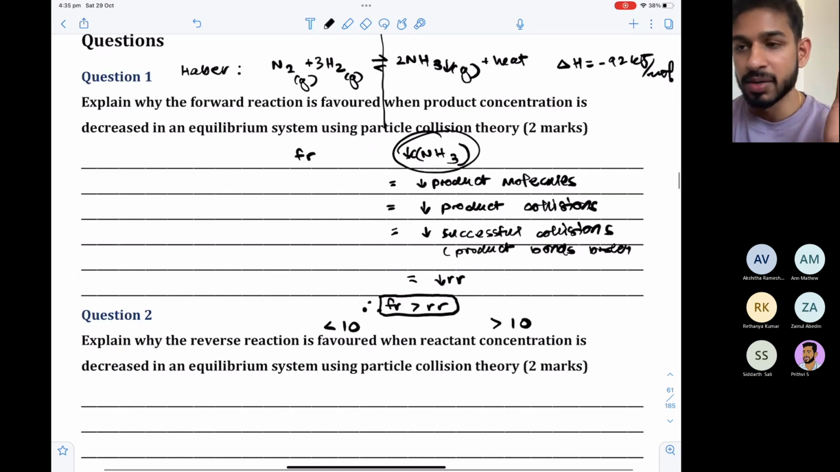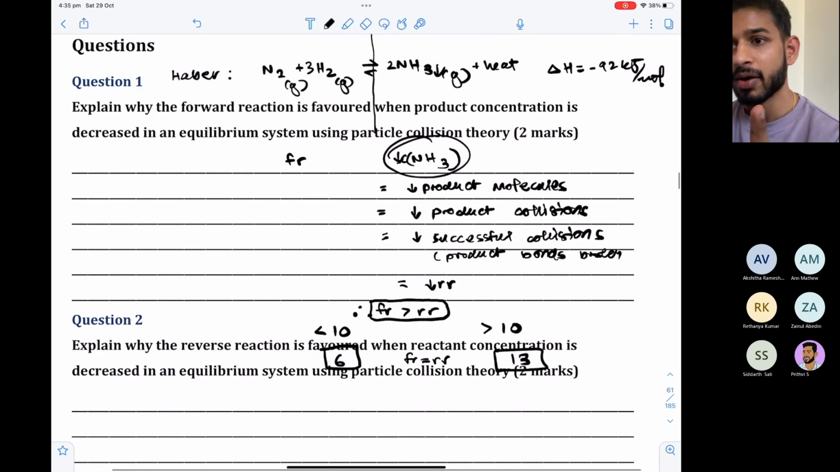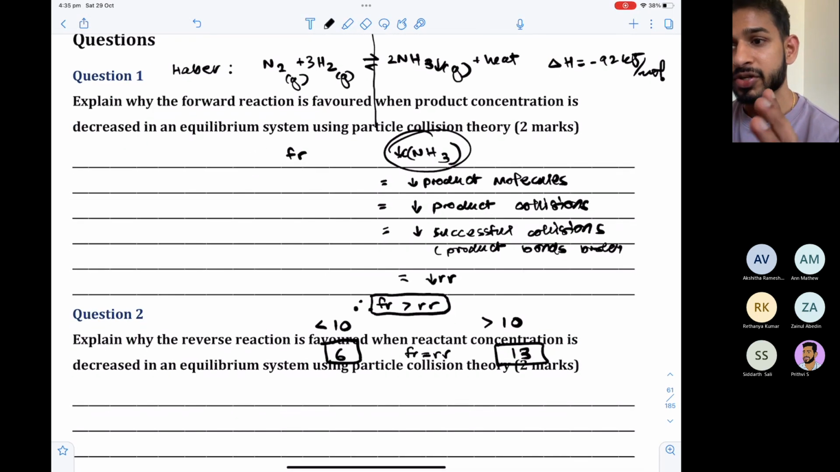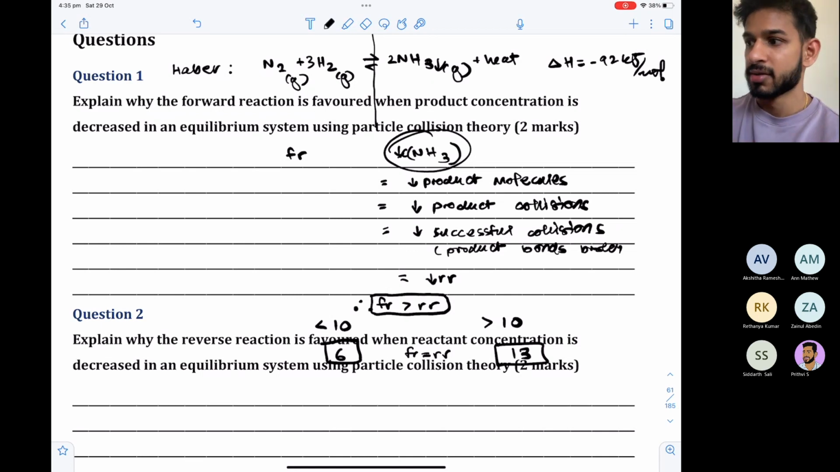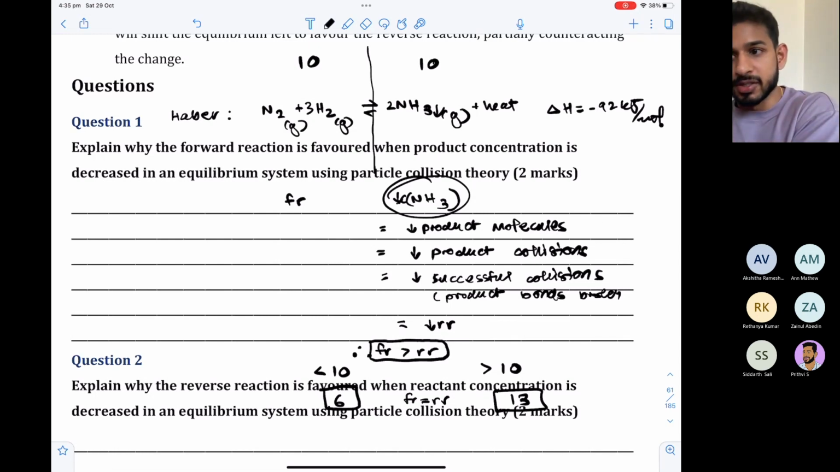I'm just going to pick random numbers off the top of my head. Let's say it goes to 6, and let's say this goes to 13. And then after that period of time, the forward and reverse reaction rates will become equal again. A new equilibrium will have formed. What has happened to the equilibrium position, everyone? We're initially at 10 and 10. What are we at now? The concentration is now 6 and 13. So what can you tell me about the equilibrium position? Has it shifted to the right? Has it shifted to the left? Shifted to the right. Exactly, and that's exactly what you mean when you say the forward reaction is being favored, or the equilibrium will shift to the right.